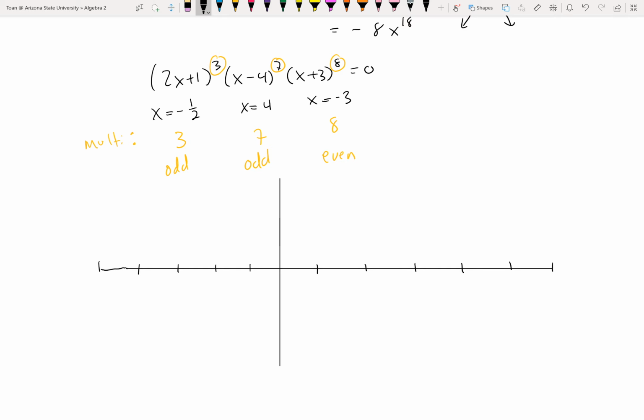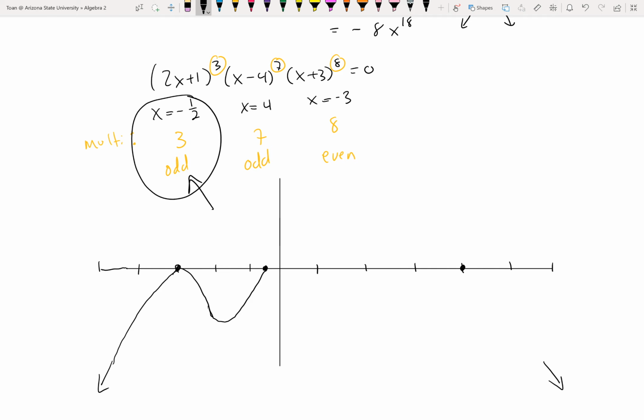So my x-intercepts are negative 1/2, positive 4, and negative 3. The end behavior we said was down to the left, down to the right. So let's just connect the dots going from left to right. The first x-intercept I'm going to touch is at negative 3. Negative 3 has an even multiplicity, so I know he's going to bounce off. But then he's going to have to curl back up to touch this x-intercept at negative 1/2.